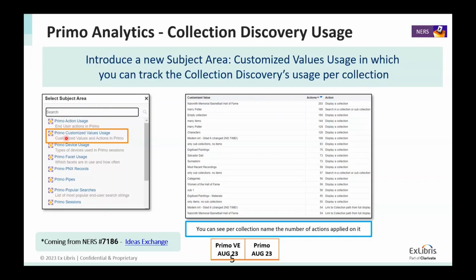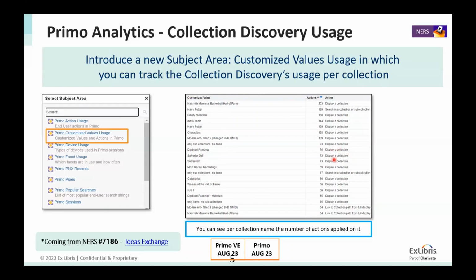Now, with this Primo customized value usage, you will be able to have a counter per collection name, which we consider dynamic data. So here I just created a report. This is coming from our QA environment. For instance, if I have a collection named digitized paintings, I can see that 75 times users clicked on display a collection.